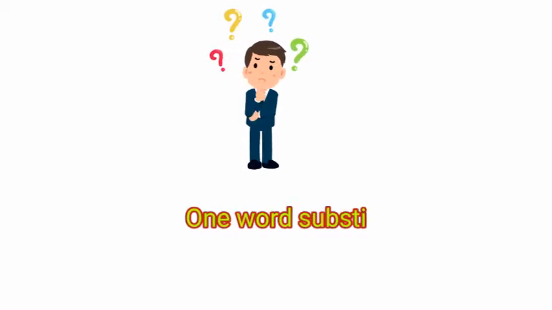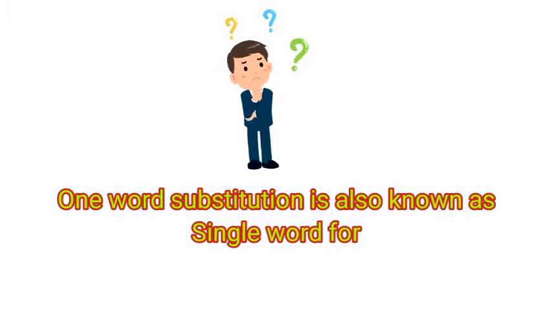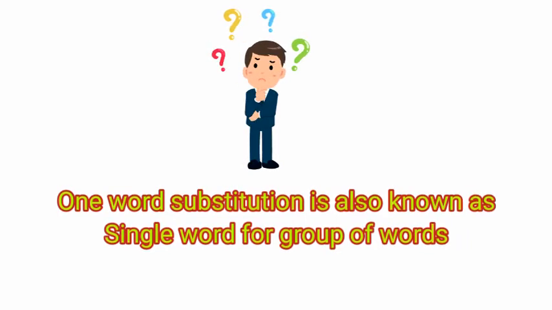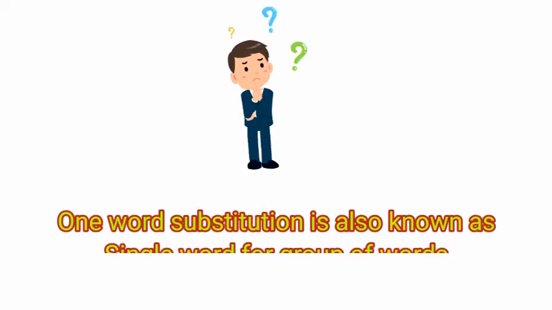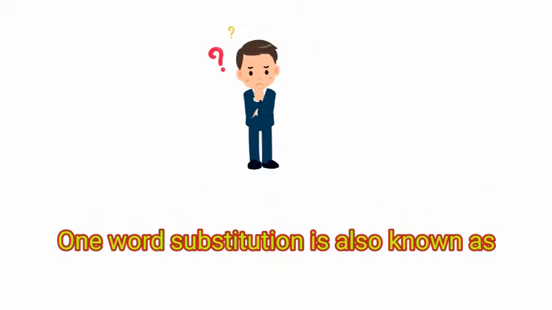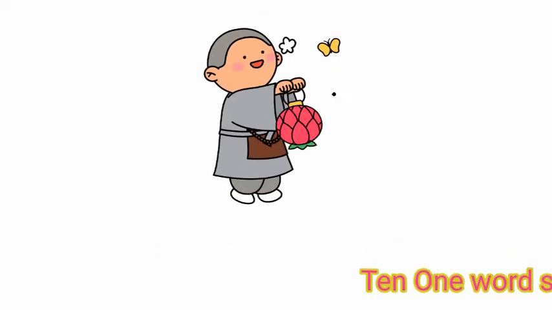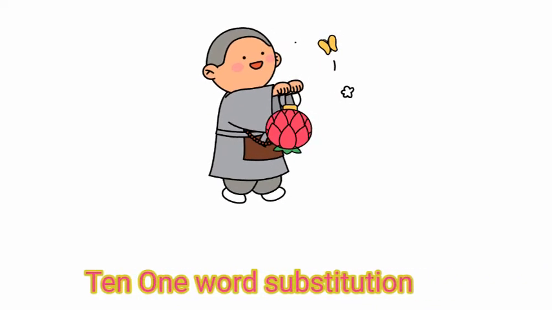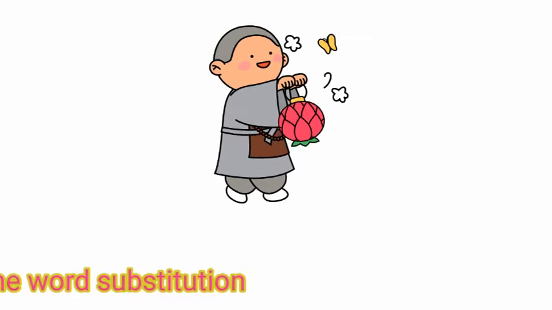One word substitution is also known as single word for group of words. It means when we use a single word for a group of words, it is called one word substitution. So in our today's video, we are going to know about 10 one word substitutions. So dear students, be ready and know about 10 one word substitutions.